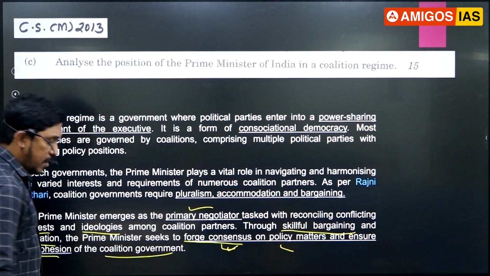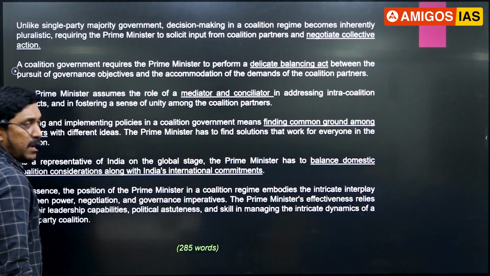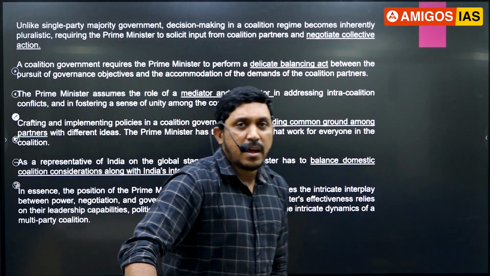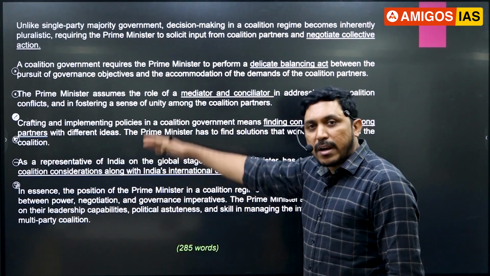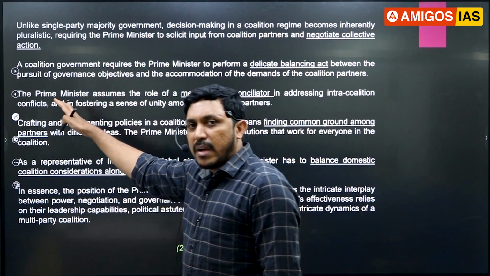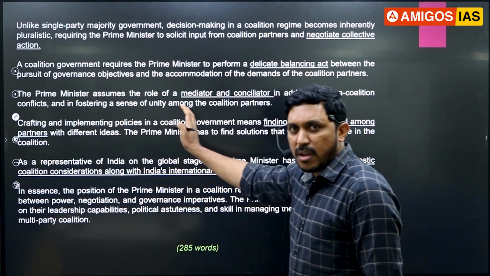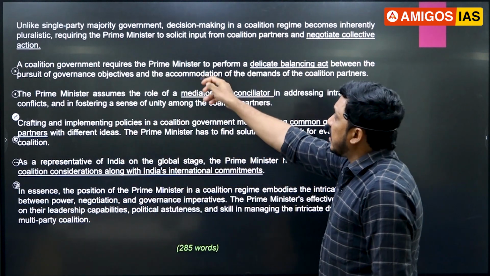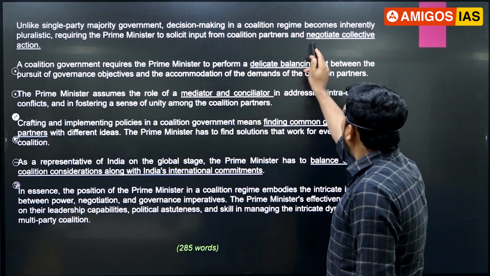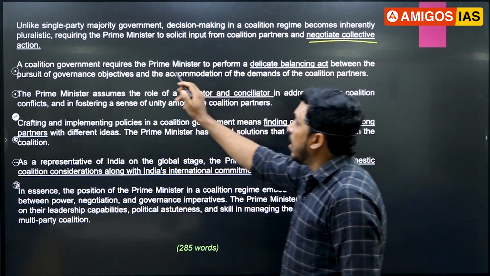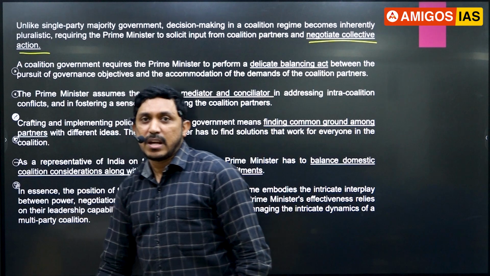And then the next one, make sure the word limit also has to be there. Of course, I have given some extra words. If the same answer I would write in the answer copy, it would be having somewhat fewer sentences, okay, or fewer words. Unlike single party majority government, decision making becomes pluralistic, okay, and here negotiation of collective action the prime minister has to do.